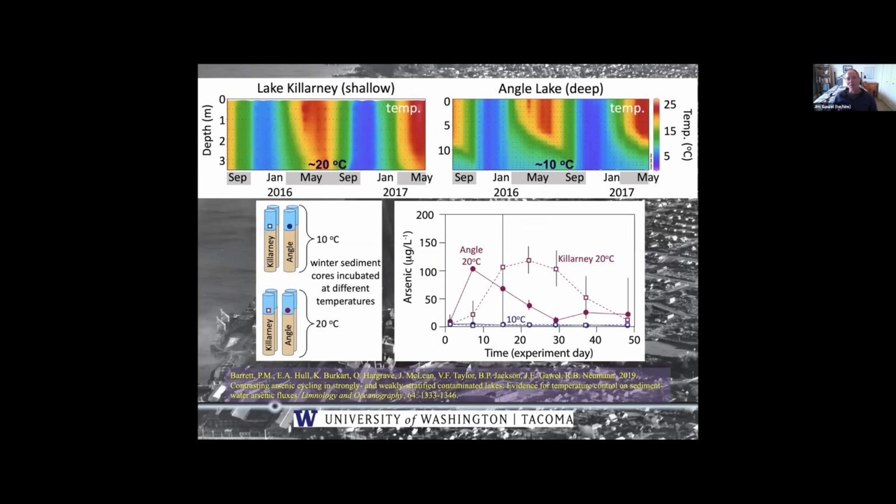Following this with a lab experiment, we took sediment cores from each lake and incubated them at 10 and 20 degrees. At 10 degrees, little arsenic was mobilized from either lake, but at 20 degrees C, the same amount of arsenic was released from both, showing that temperature differences by themselves are a major control on arsenic mobility, and therefore shallow lakes are at risk.